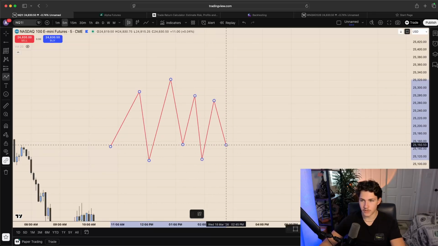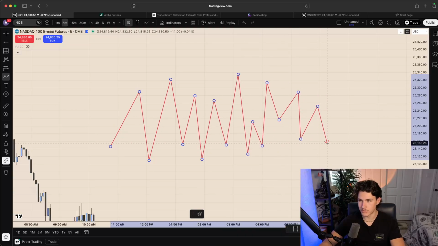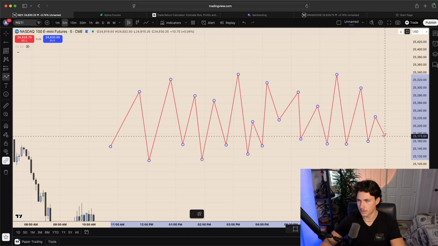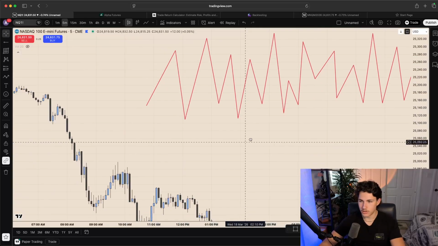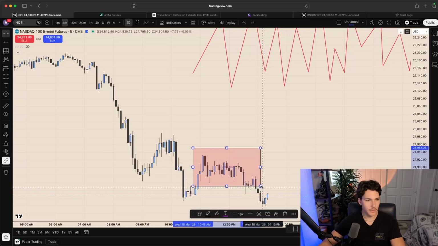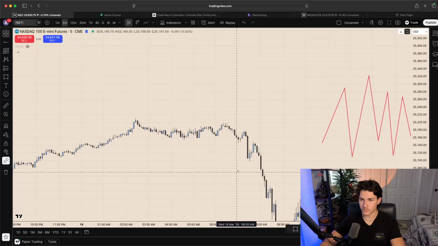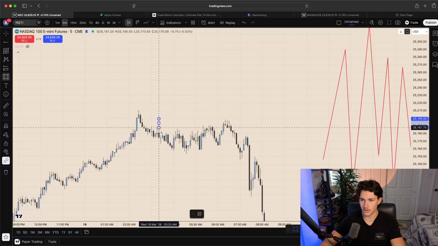And it's in no particular order, but it's basically just chop. That's what people call it. When people say the market is just chopping, that's what it means. It's just a bunch of bullshit. And you could see this all over. You could see this even right here. That is a bunch of chop. You could see it right here. This is a bunch of chop.